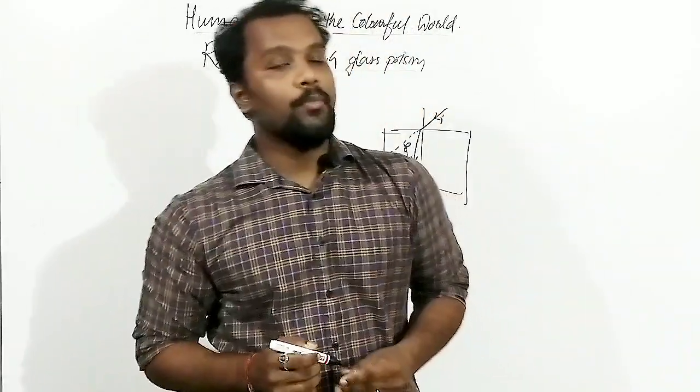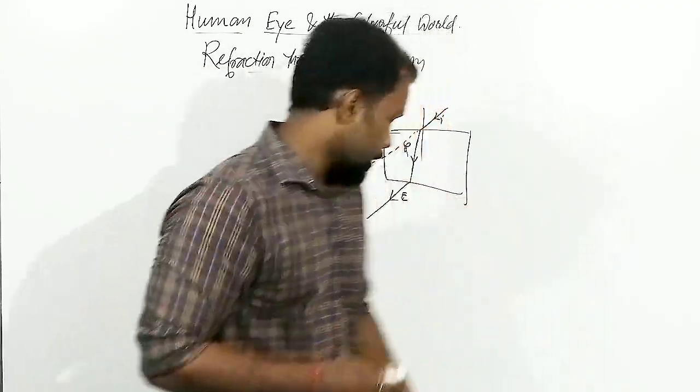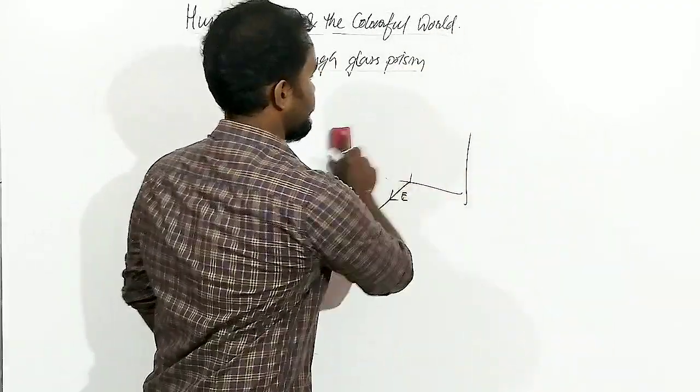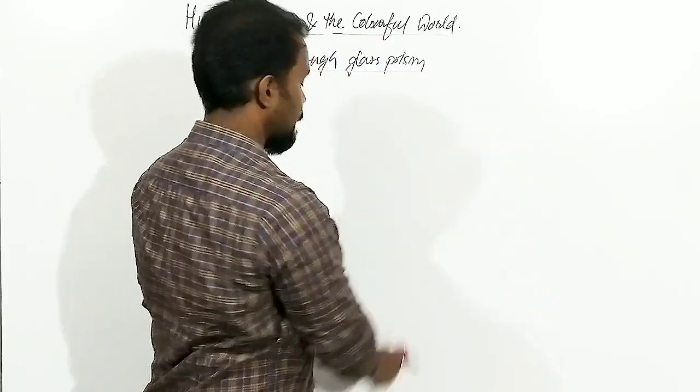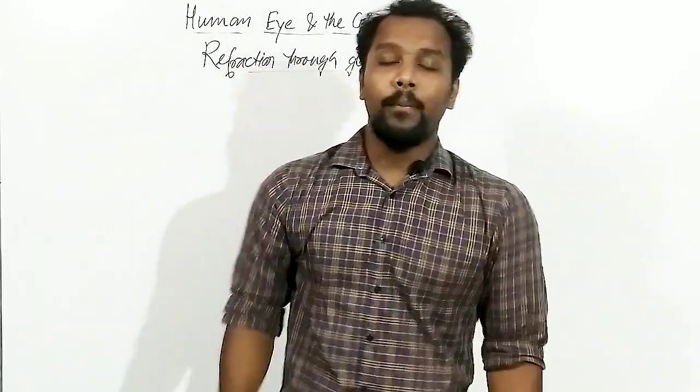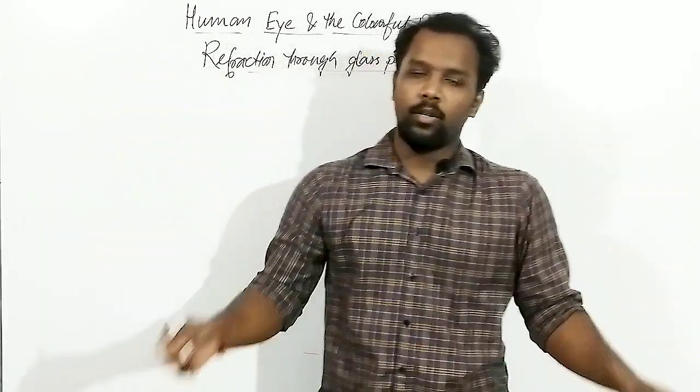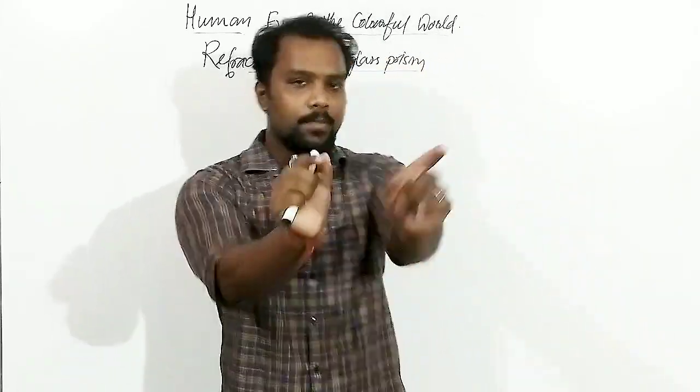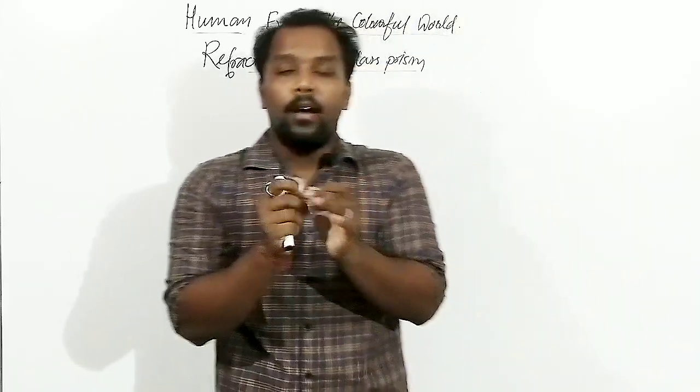But today, we discuss refraction through a prism. Let me erase this first. We just have to discuss how a prism is able to refract an incident ray that is going to fall on it. By the way, before that, we have to understand the structure of a prism.